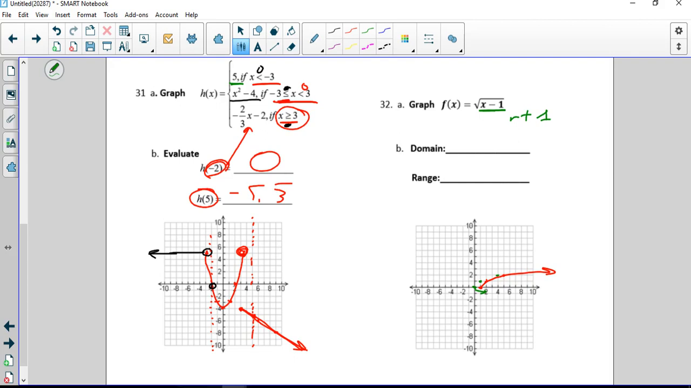Now, domain. How far left is it going to go? 1. Inclusive. That's a horrible bracket. 1 inclusive. Out to positive infinity. Range. How low is it going to go? 0. Inclusive. How high is it going to go? Positive infinity. And that is the end of your review.